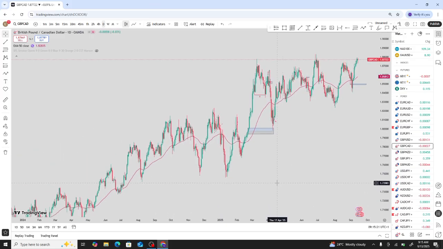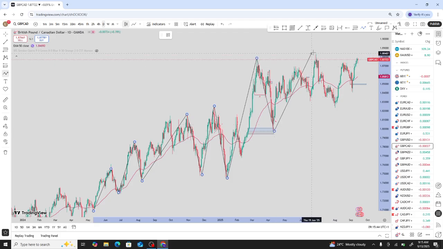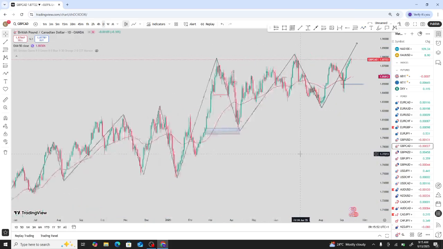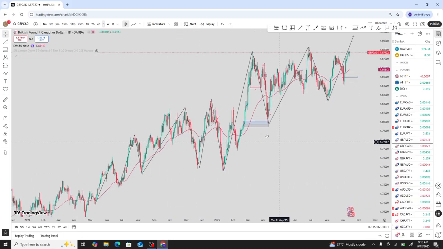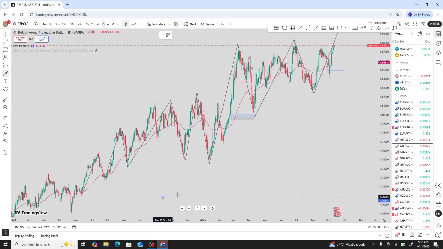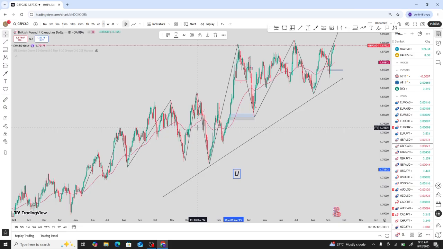Why is it an uptrend? It is an uptrend because price has been doing a series of higher highs, higher lows, higher highs, higher lows, and probably is going to do another higher high. You see, it is a pure uptrend. This is an uptrend, because the market is doing a series of higher highs and higher lows.